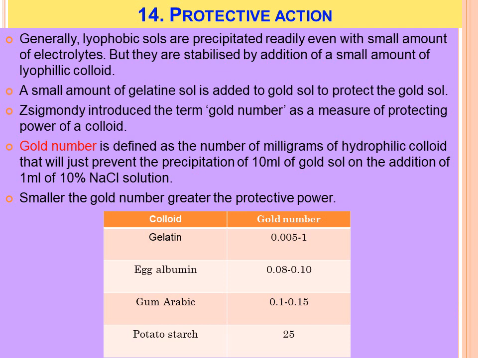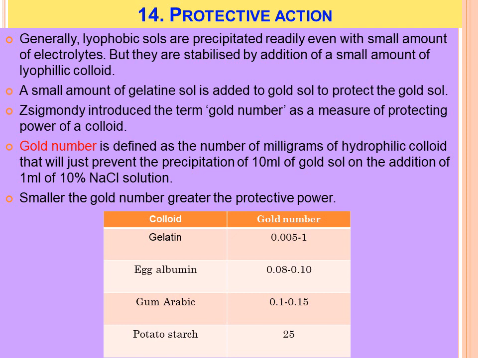Protective action. Generally, lyophobic sols are precipitated readily even with a small amount of electrolytes. What are lyophobic? There is no affinity between the dispersed phase and the dispersion medium. Lyophilic means more affinity between them. When the dispersed phase and dispersion medium have more affinity, it is naturally difficult to precipitate. It is a stable colloid. When there is less affinity for the dispersion medium by the dispersed phase particles, it can be precipitated easily. But you have to avoid precipitation for a lyophobic sol.